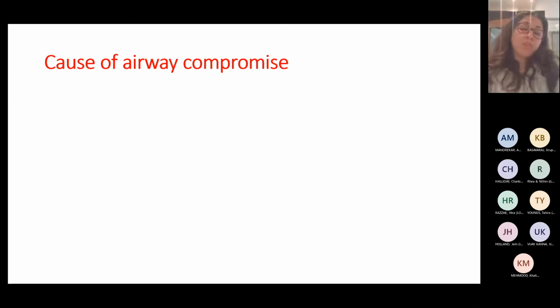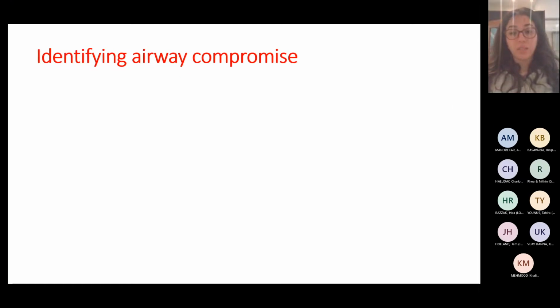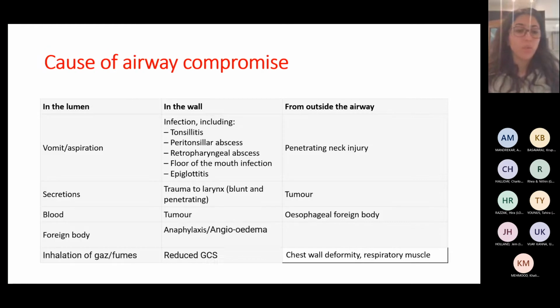So causes of airway compromise, there are many, and we can classify them into three classes. First one is when the cause is inside the lumen. Either the patient has vomited, aspirated, there are secretions, or there is blood, the patient has a facial injury that is bleeding, or an epistaxis that is massively bleeding, and the patient is aspirating.